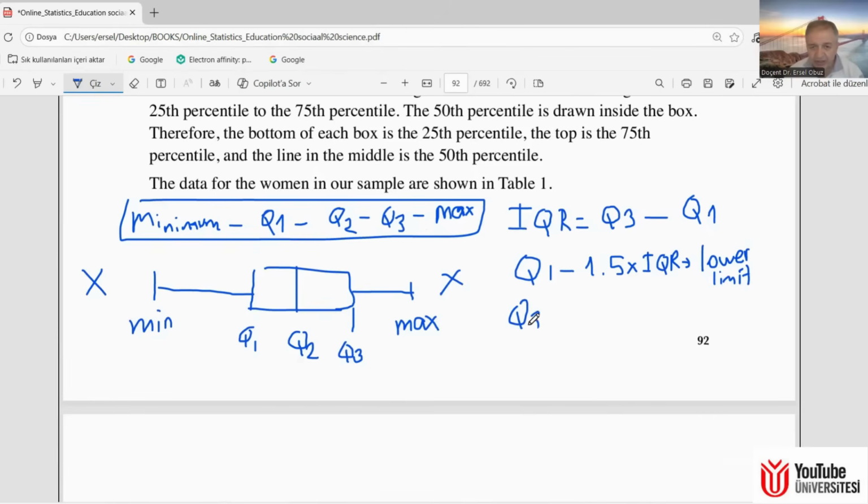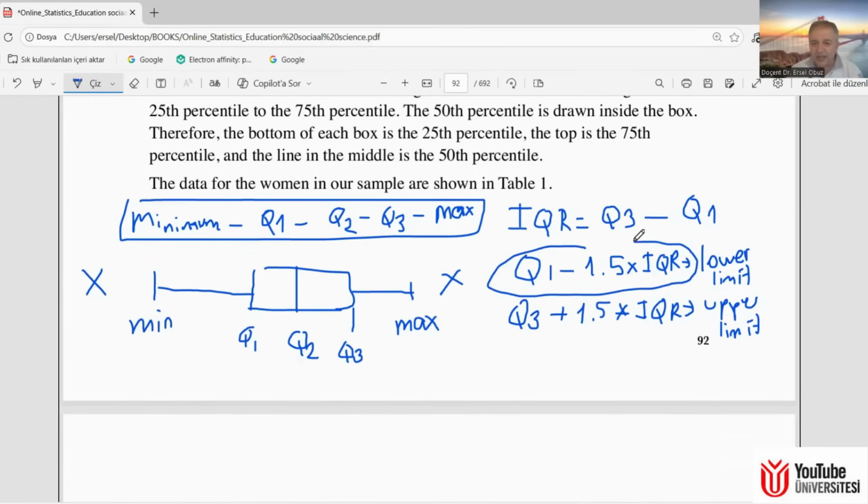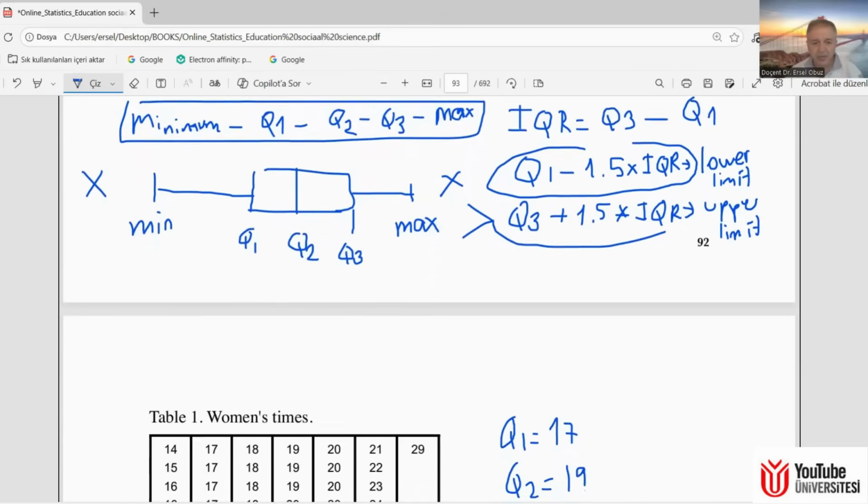And then Q3 plus 1.5 times IQR will be your upper limit. So in your data set, if you have a value which is smaller than this one, it's a potential outlier. Or when you have a value which is larger than this one, it's a potential outlier. So when you see the potential outliers, then you need to draw the box plot accordingly. I'll show you how you can do it.